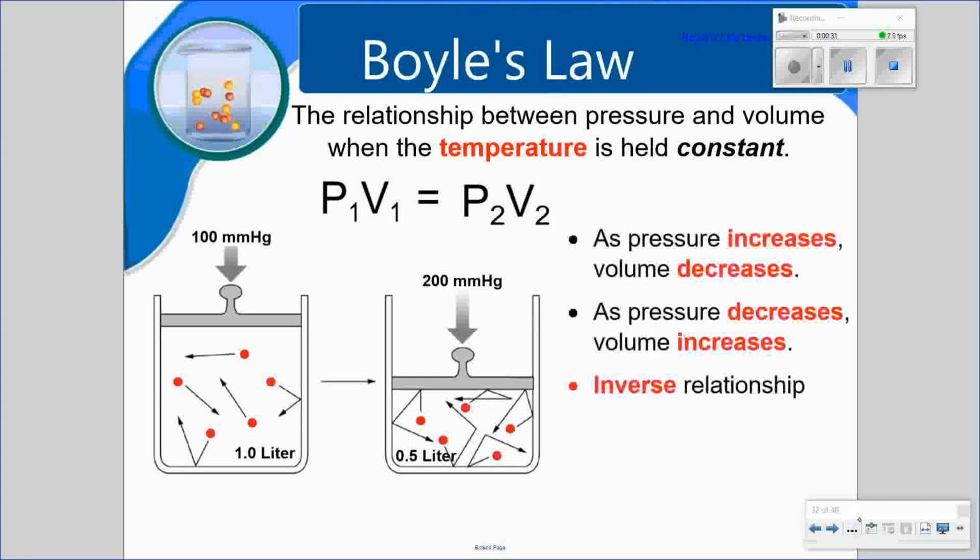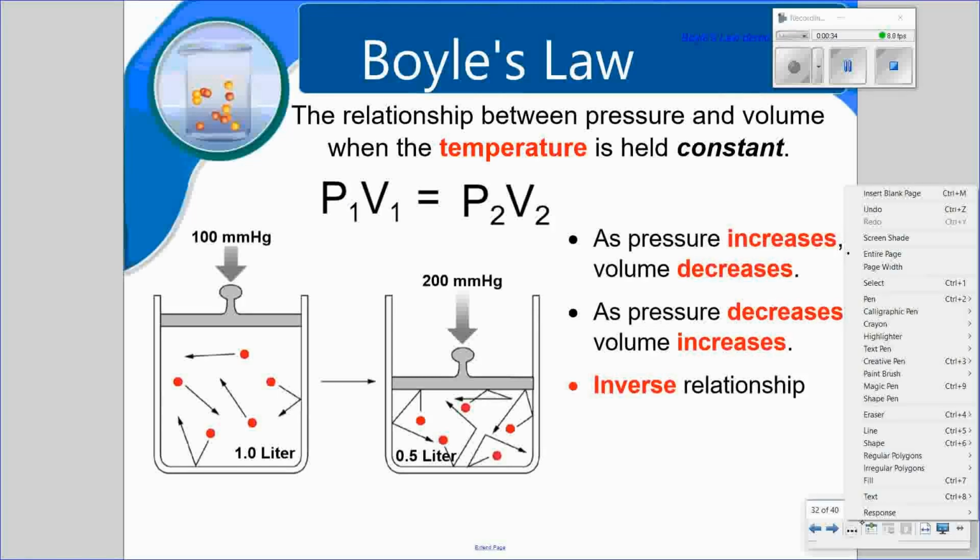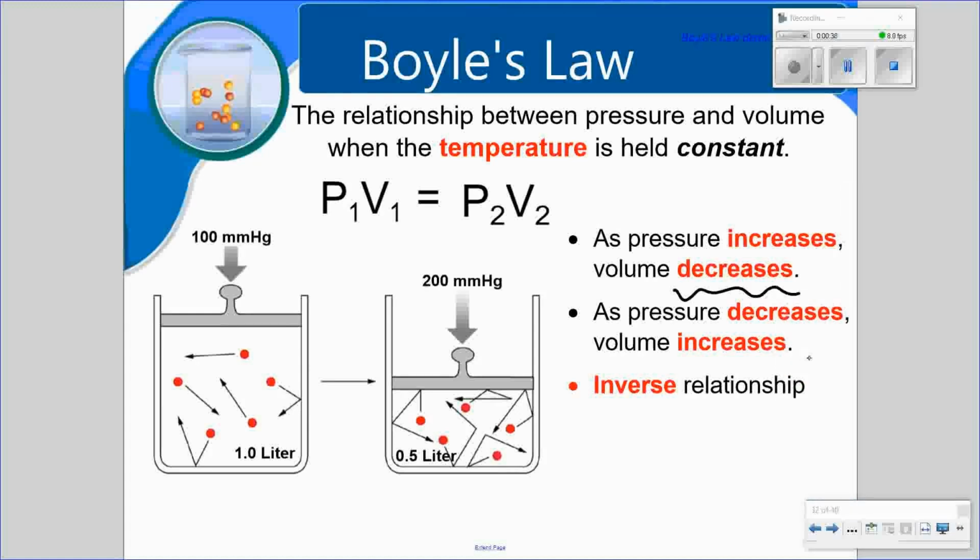And Boyle's law states that as pressure increases, volume decreases, and as pressure decreases, volume increases. This is going to be an inverse relationship between pressure and volume, which should make sense when you look at it algebraically up here. Visually, you've got a piston over here on the left-hand side.